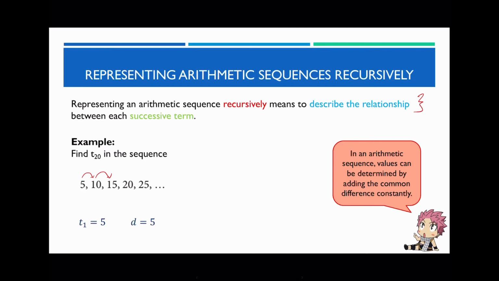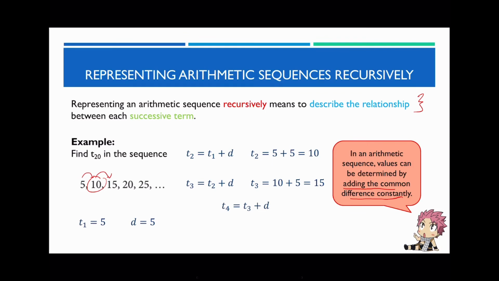In an arithmetic sequence, values can be determined by adding the common difference constantly. So if I was to find the second term, although I know it's equal to 10, all I do is take the first term and add the common difference. So 5 plus 5 is equal to 10, and that can be shown over here. To find T3, if I know what T2 is, I just add the common difference, so 10 plus 5, and I just keep on doing this.